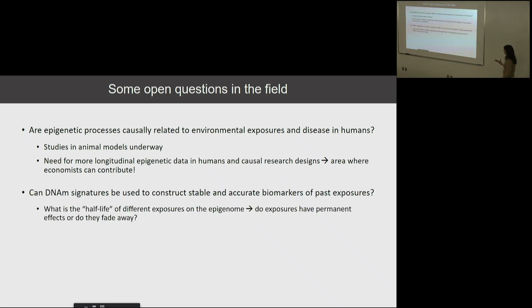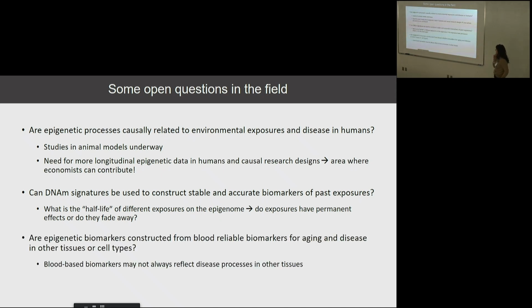Can DNA methylation signatures be used to construct stable and accurate biomarkers of past exposures? It's been shown for smoking. Can we do it for other exposures? What is the half-life of these exposures? Do they have permanent effects or do they fade away? Again, these are open questions. And finally, can we use epigenetics to construct reliable biomarkers for aging and disease in other tissues or cell types? How much does it matter if we only have blood versus brain tissue, et cetera? So these are all open questions, but also areas I think to get excited about, potentially to have some stable biomarkers of past exposures.